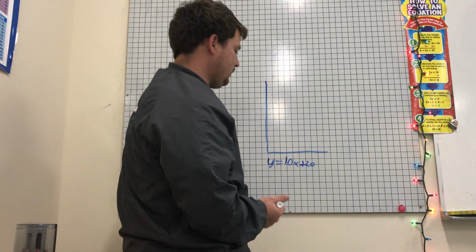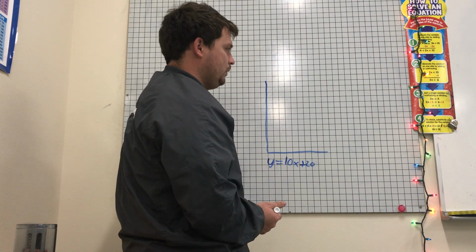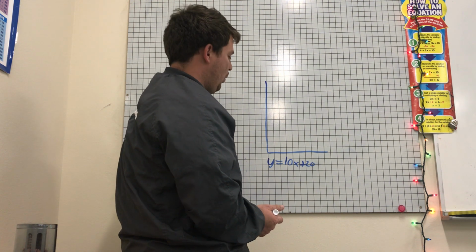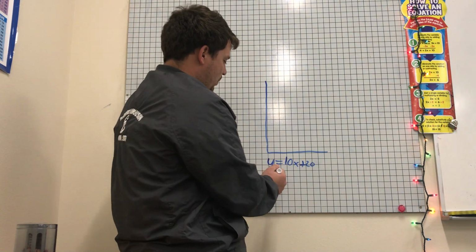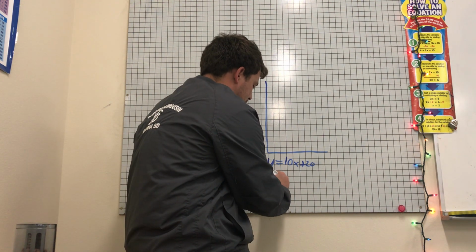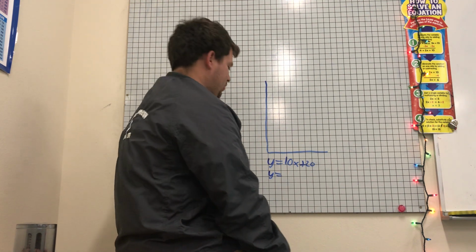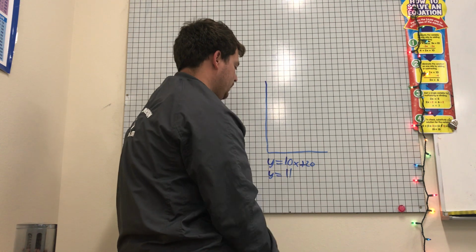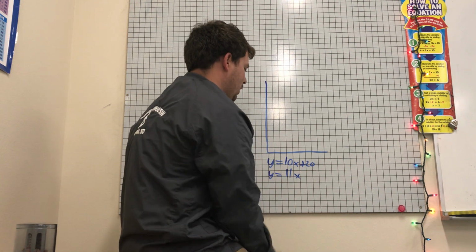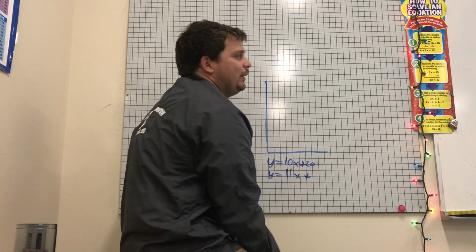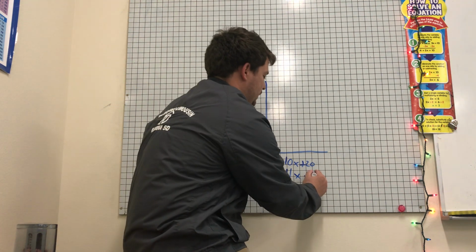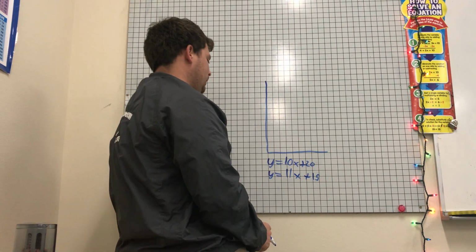So now we have that. So now we're going to take that and we got y. The other equation is y. Okay, they're going to charge you $11 times the number of months, which we don't know, plus I think they charged an activation fee of $15. So there's my two equations.